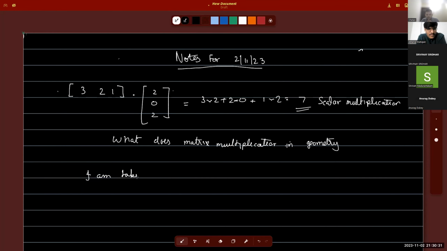Maybe you'd like to name the vectors as well, Atharva. Yeah, by taking an example. So we can take the 3, 2, 1 vector as A vector, and the 2, 0, 2 vector as B vector.